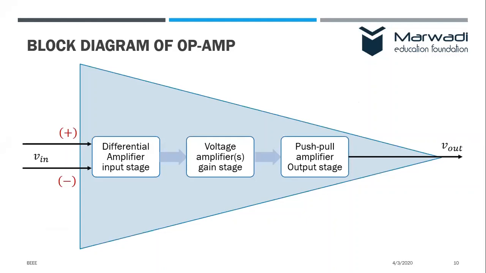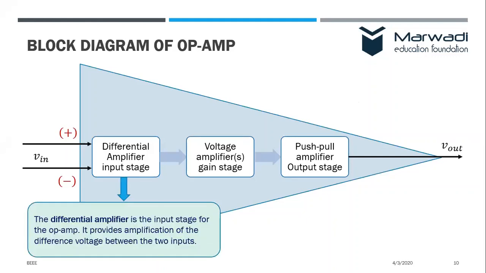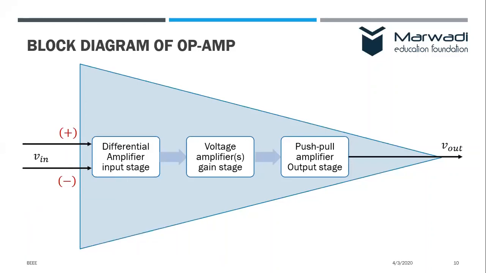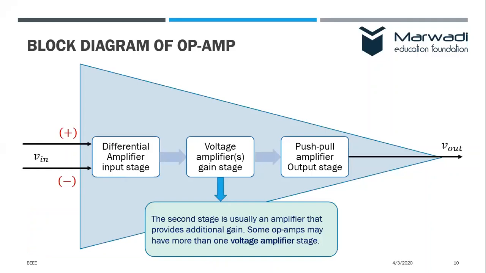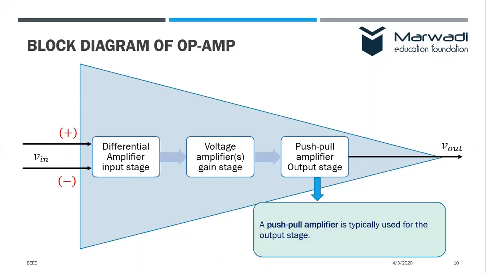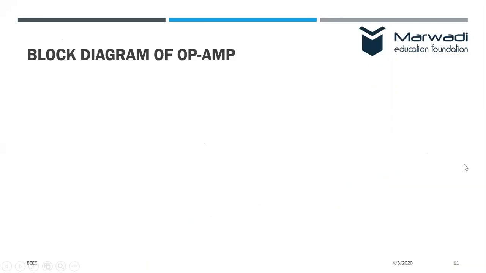Okay, a block diagram of operational amplifier has three stages: differential amplifier input stage, voltage amplifier gain stage, and push-pull amplifier output stage, right? The differential amplifier is the input stage, and it provides the amplification of the difference between the voltages. There is a second stage, another amplifier called the voltage amplifier, and this further amplifies the signal, right? Whereas a push-pull amplifier is typically used in the output stage. So the output of the push-pull amplifier is actually given as the output, right?